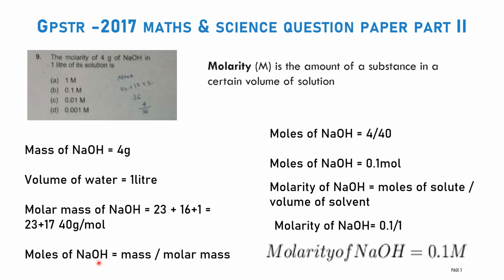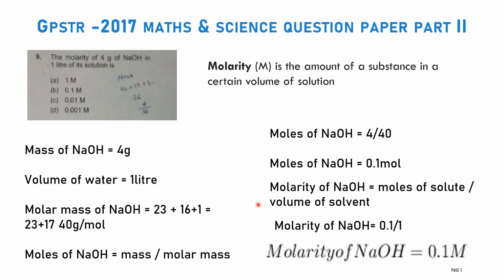Then next step, you have to convert this in terms of moles. Mole is the standard unit, therefore you have to convert in terms of moles. The formula you have to remember: moles of sodium hydroxide is mass divided by molar mass. Here the mass is 4 gram, and the molar mass, which you just calculated, is 40. 4 divided by 40, that is 1 by 10, which is nothing but 0.1 mole. This is the moles of sodium hydroxide in 4 grams.